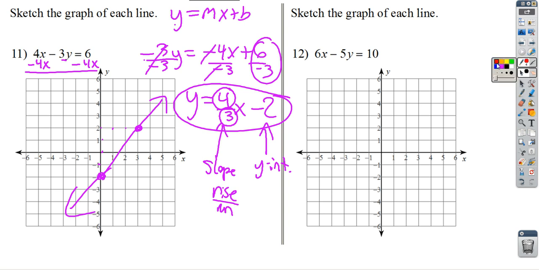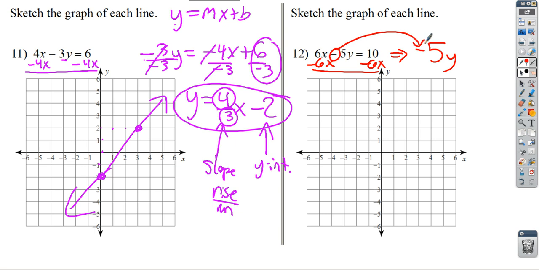Okay, the next one is done very similarly. So first, let's move this over so it can be in slope-intercept form. So we have negative 5y. Don't forget that this negative still needs to be there. And then I'm going to put the negative 6x in front plus 10.